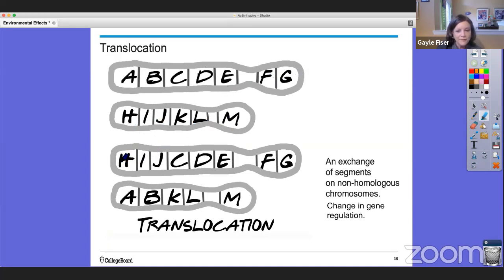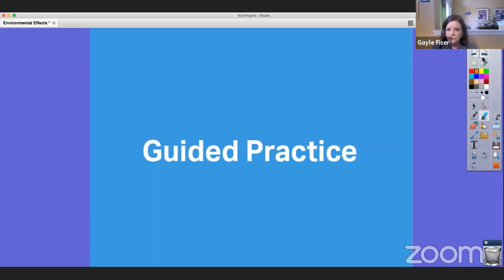Now look after the homologous chromosomes have separated. Here is our H, I, J, and here is our K, L, M on two totally different chromosomes, okay? And this will also cause some differences in gene regulation.